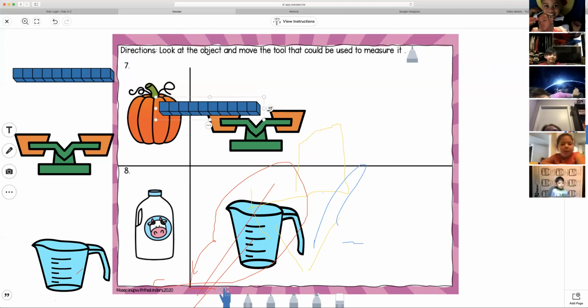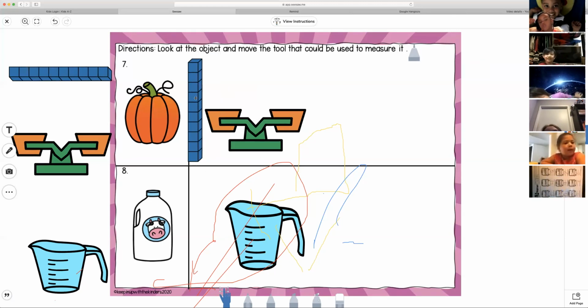I'm sorry, Misty. Oh, I'm sorry, I thought it was Connie. I'm sorry, sweetheart. Go. So, Sophia, if I make my cube smaller, is that going to fit the pumpkin? Yeah. That's how tall the pumpkin is.